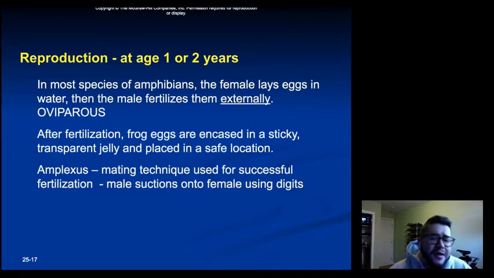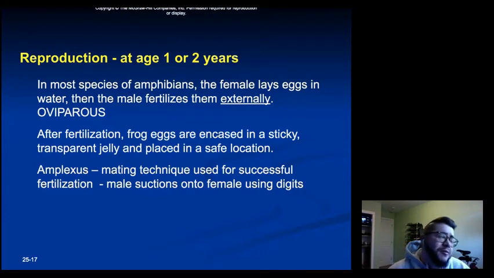Reproduction. In most species of amphibians, the female lays eggs in the water, and the male fertilizes it externally, so most are oviparous. After fertilization, the frog eggs are encased in a sticky, transparent jelly that basically allows it to stay moist without drying out on land, and it's placed in a safe location.